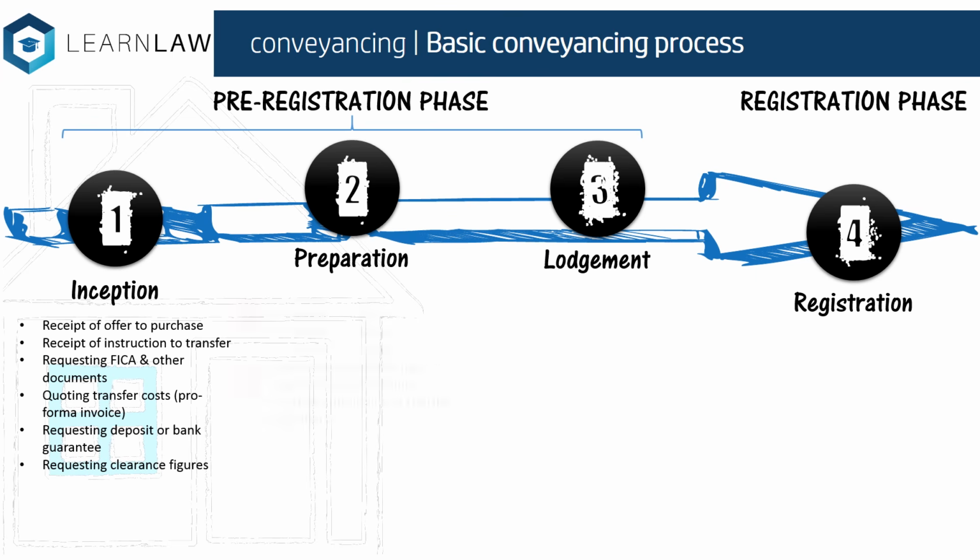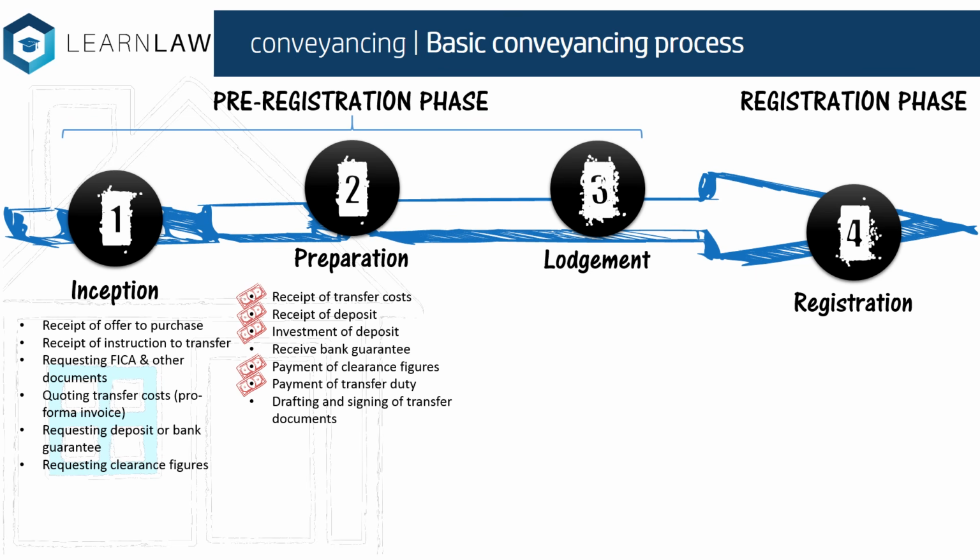The preparation stage involves a number of transactions that you will encounter as we progress through the learning unit. Here the transfer attorney will receive the transfer costs, will receive the deposit if there is any, may invest the deposit, may receive the bank guarantee if there is one, make payment of the clearance figures and transfer duty, and will attend to the drafting and signing of all transfer documents.